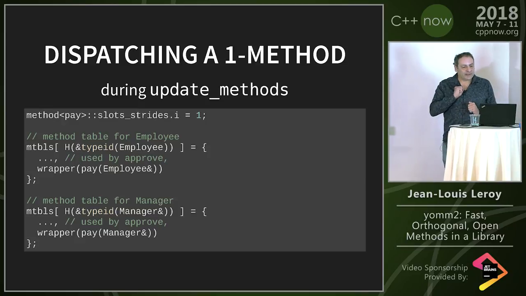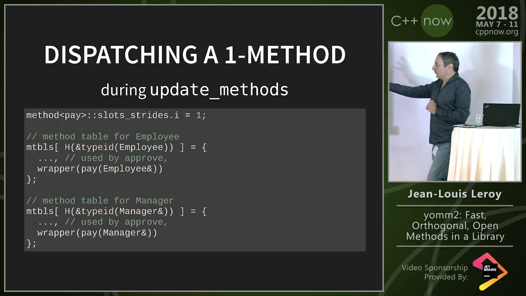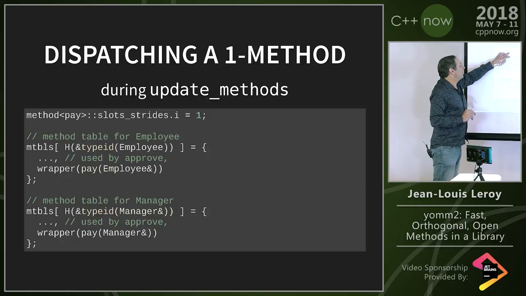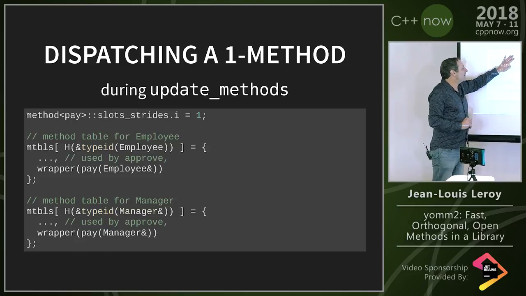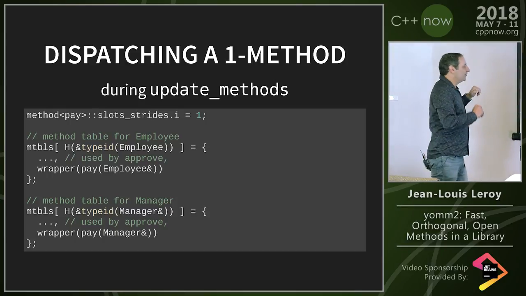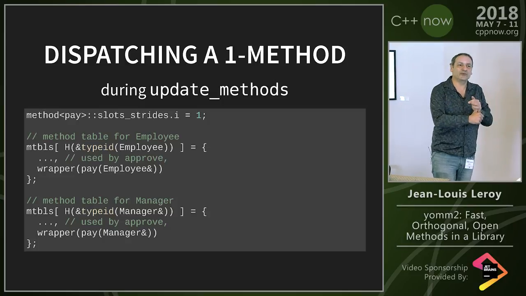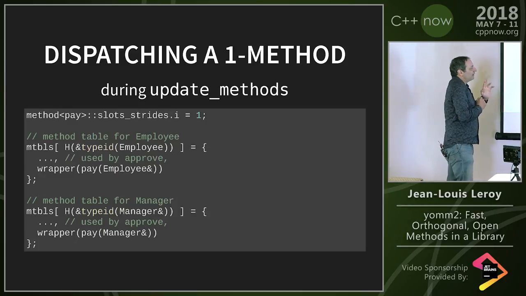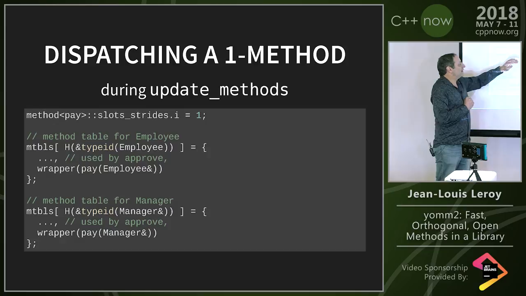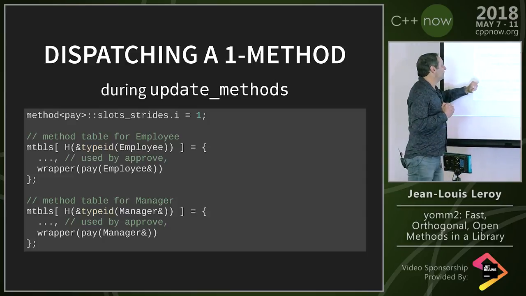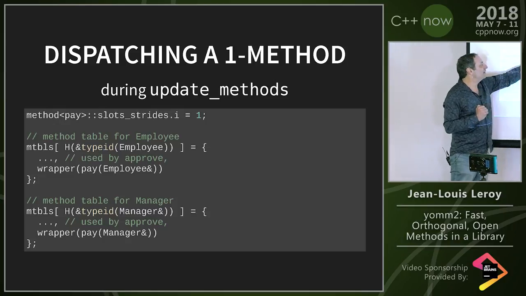So here it is. During update methods, this is pseudo C++, but that's essentially what happens. The method object, it has more arguments, but we ignore them, contains a static variable called slot strides, which is of type word. And a word is a union that can be either a pointer to a word, an integer, or a pointer to a function. In my example, it happens that slot number 1 has been picked for the pay uni method. So here we have slot strides dot I equal 1.